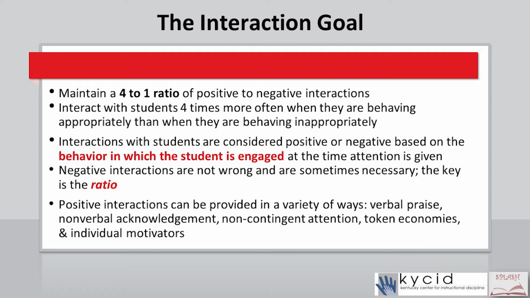Negative interactions are not wrong and are sometimes necessary. The key is the ratio. Positive interactions can be provided in a variety of ways: verbal praise, nonverbal acknowledgement, non-contingent attention, token economies, and individual motivators.